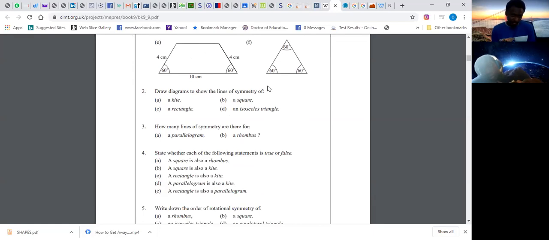Number two. It says draw diagrams to show the lines of symmetry of the shapes. Now, first, what is the line of symmetry? I've taught you that before. Did you draw it? Okay, you drew it. Can you show it to me?